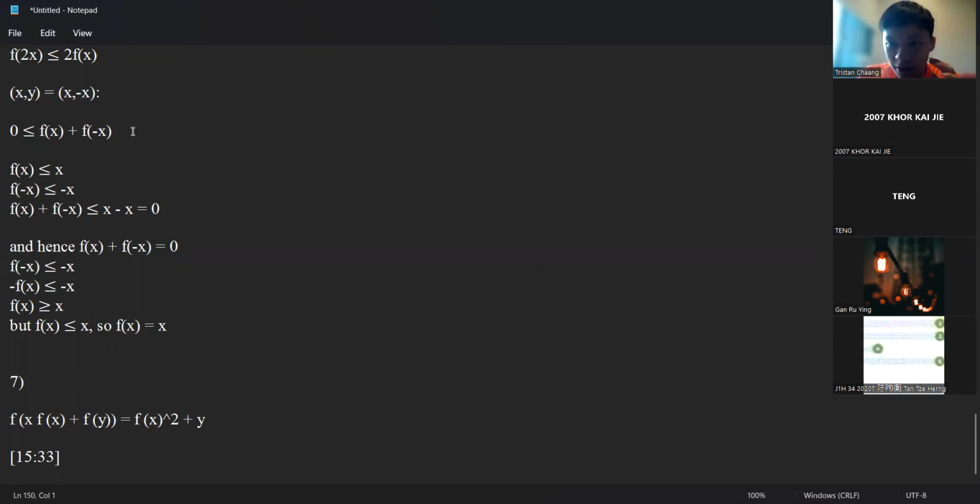Is fx squared, no. Normally f squared x would be f of f of x, but fx squared is just literally fx, the whole thing squared.